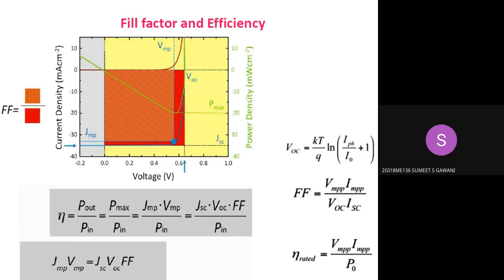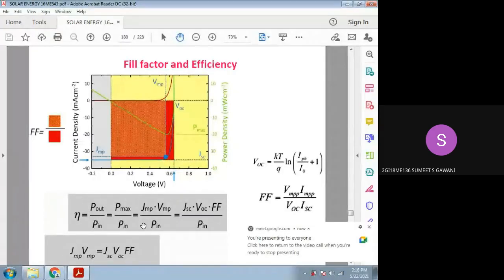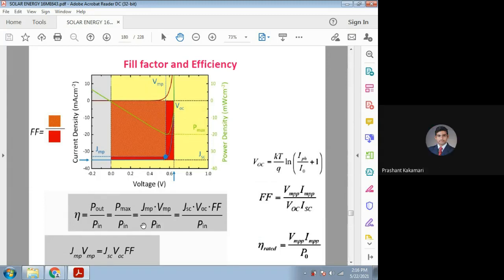Sir, our team is present to present the seminar. Okay, how many are there? All 4 members are there. Just a minute, what is your batch number? 2GI 18ME 113, 136, 137, 142. Okay.